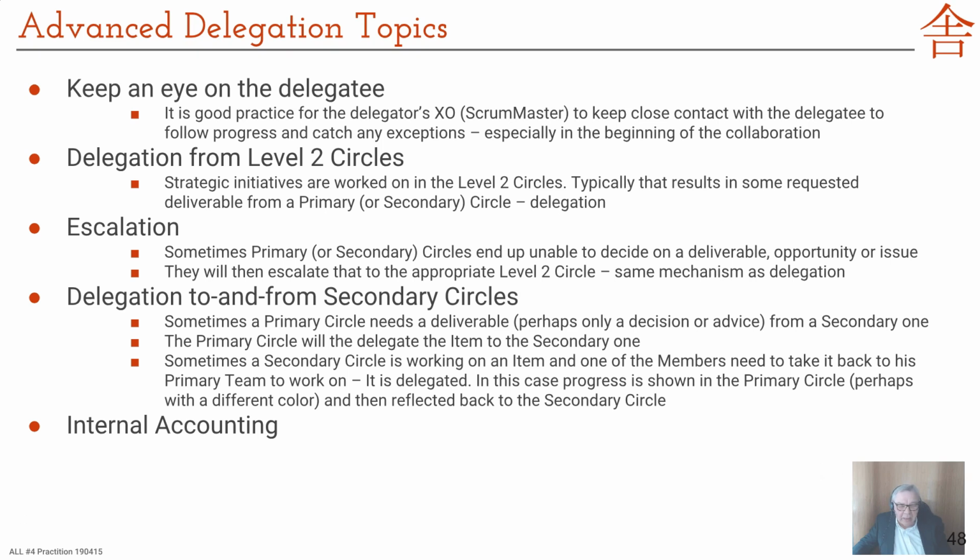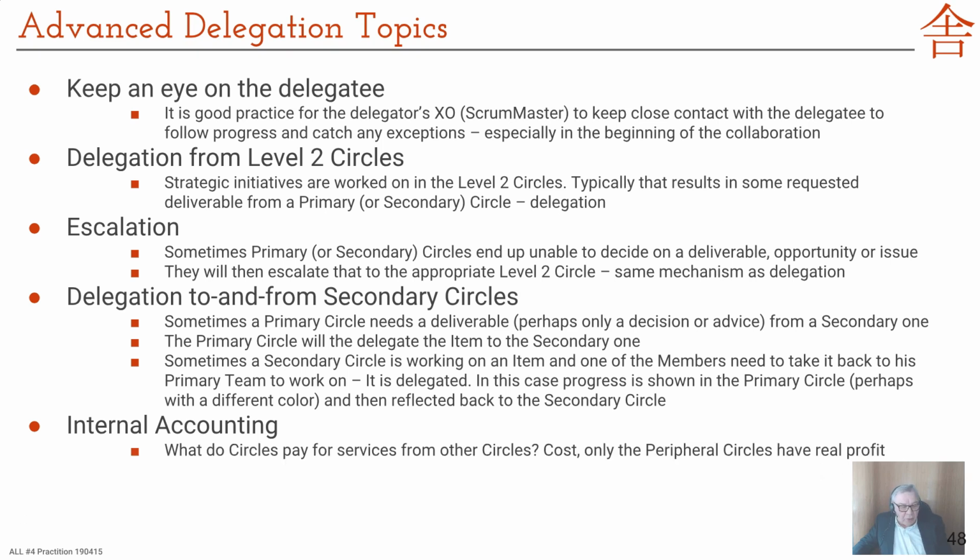Very often people end up discussing internal accounting. Most of that discussion is typically a waste, but nevertheless. So how do circles pay for services from other circles? The general idea is that you count cost. It's only the peripheral circles that have real profit. How do you then evaluate whether center circles are performing or not performing? Well, relative performance, improvement, velocity, lead time, that sort of thing is okay. Not individual performance, of course, but team performance.